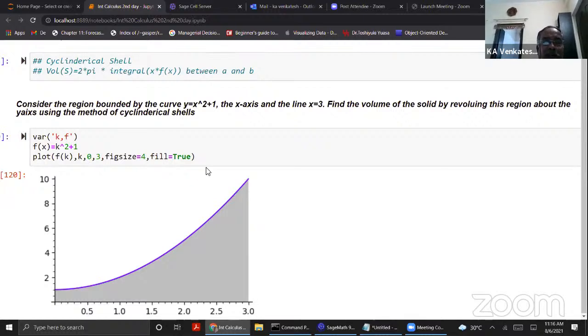So the only difference is that the formula changes. If it is x, we have to put it here, and we have to solve for y. Then we have to put it between a and b. Normally, in the theoretical way, we put c and d, whatever values are given.